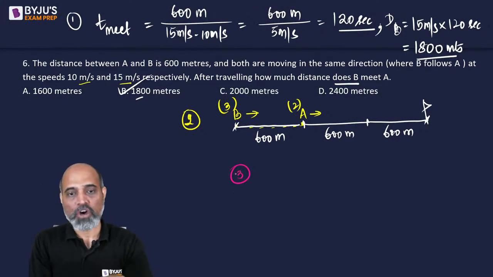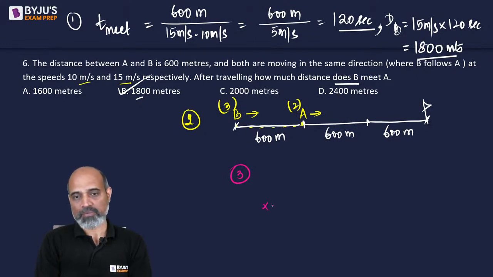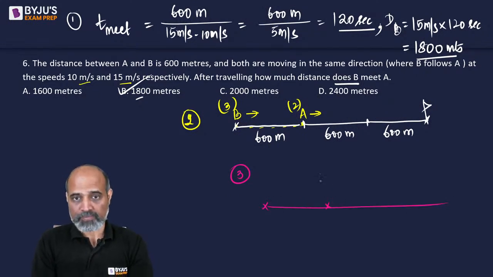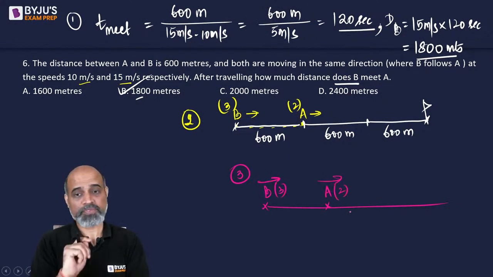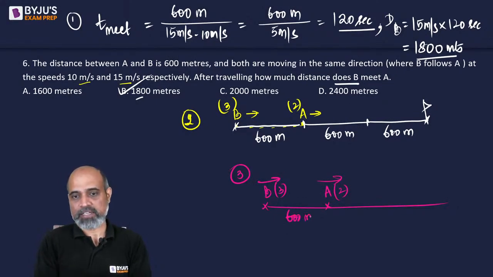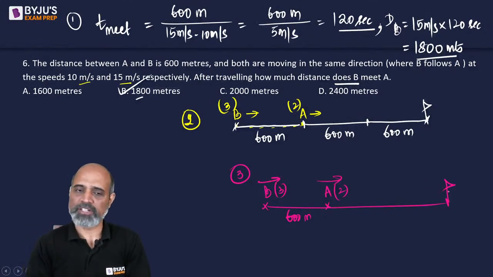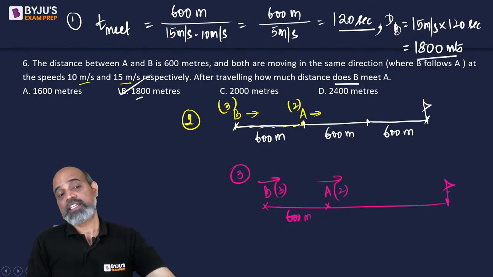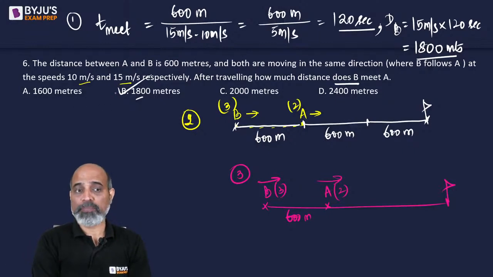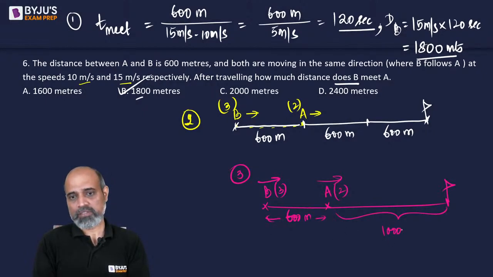We are going to use the options. So I am going to redraw: this is B, this is A. The speed of B is 3. The speed of A is 2. And this is 600 meters that is given to us. And let's say this is where they meet. I'm not going to draw the segments right now. Now what I'm going to do is use the options. If I pick the first option, if B has to cover 1600 meters, of which 600 is this part, the remaining distance is 1000 meters.